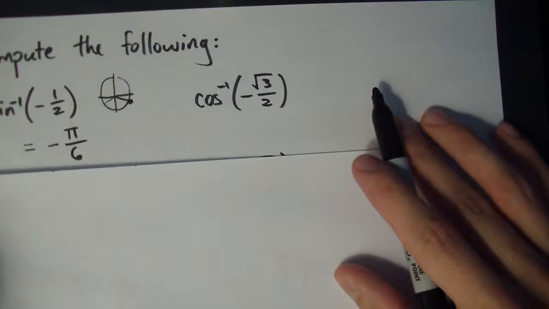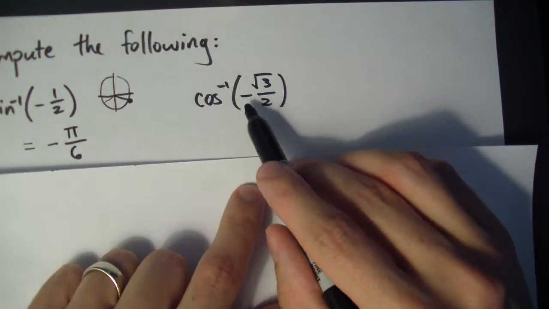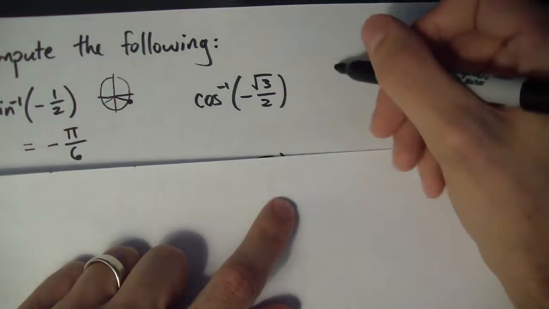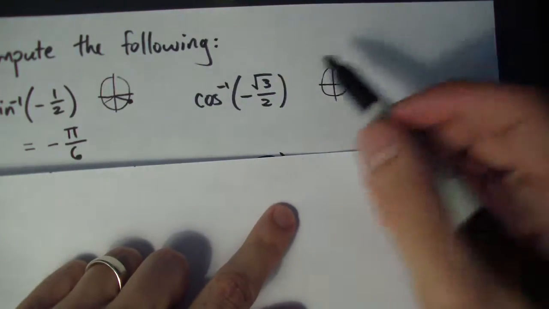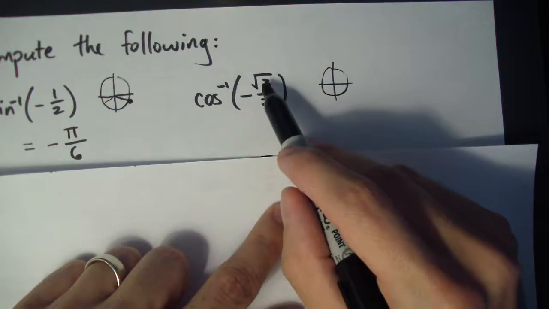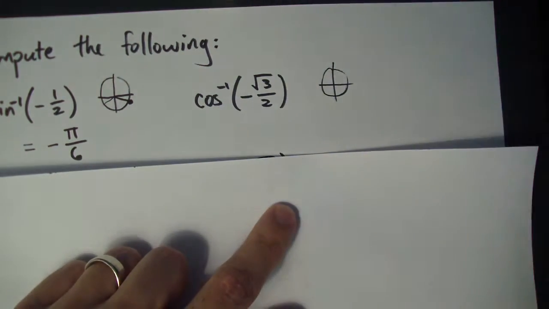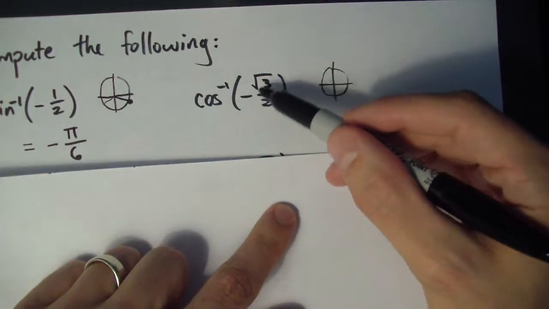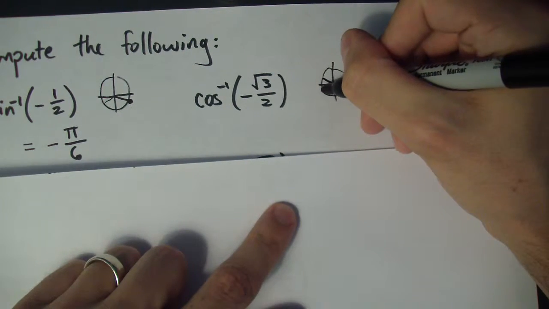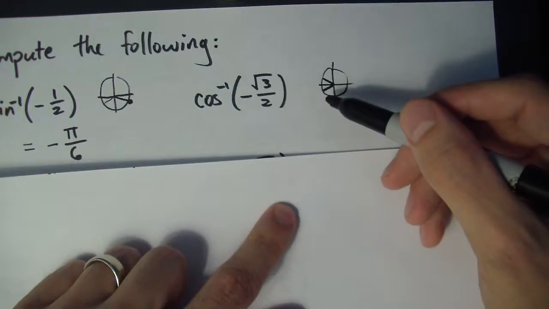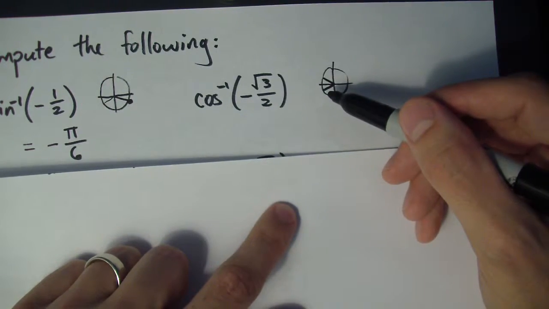Okay, let's look at inverse cosine of minus the square root of 3 over 2. So again, I like to just draw myself a little unit circle to remind myself how this goes. I'm looking for an angle which has a cosine value of minus the square root of 3 over 2. That's going to look like angles over here. Those are the angles that have a cosine of minus the square root of 3 over 2.